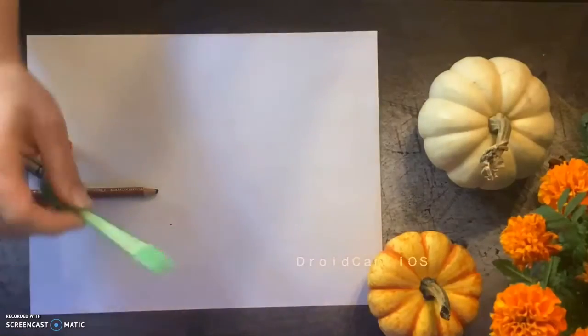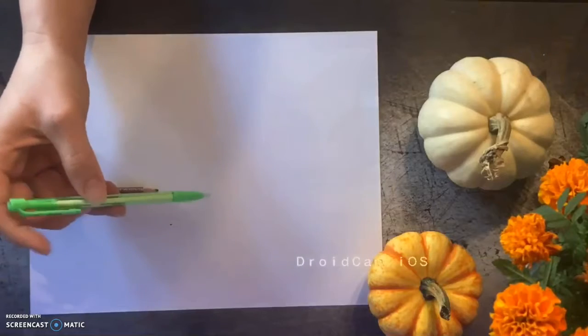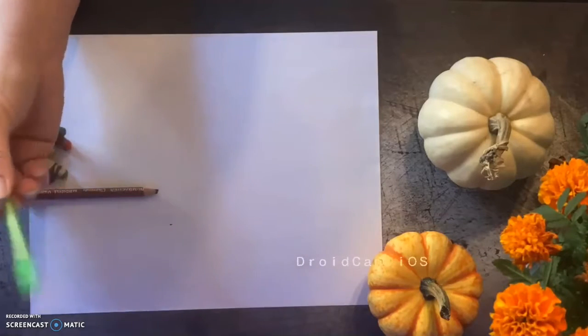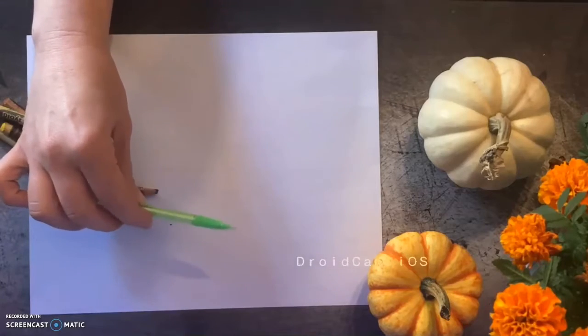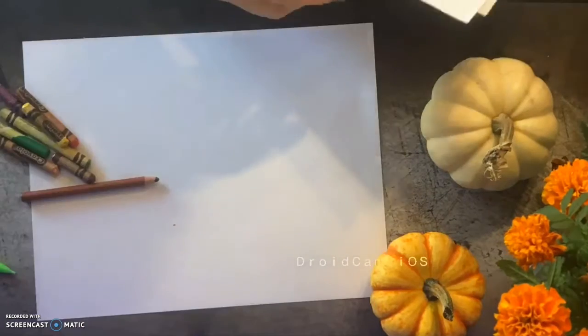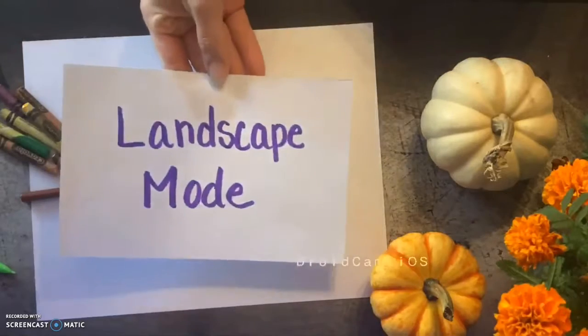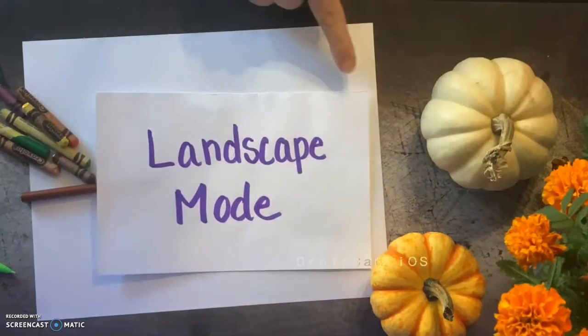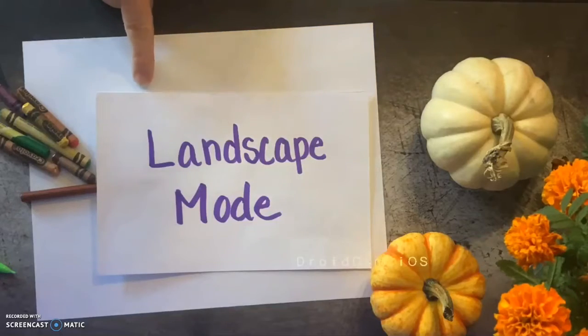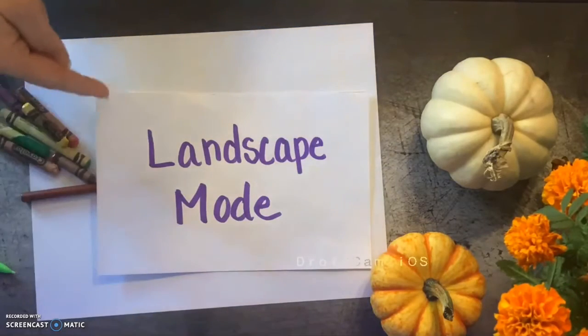When you are drawing, you should use light pressure so that if you need to go back and erase, it's easier. Or if you cover it up with a crayon, you won't see it as much. Our paper can be in landscape mode for this drawing. That means that it is long on the top and short on the sides.